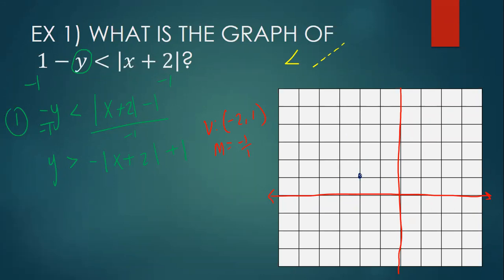So my slope from here is down 1, right 1, down 1, right 1, down 1, right 1, and then down 1, left 1, down 1, left 1, down 1, left 1, down. And because it's dotted, all I'm going to do is dash it out. So step 2, done.